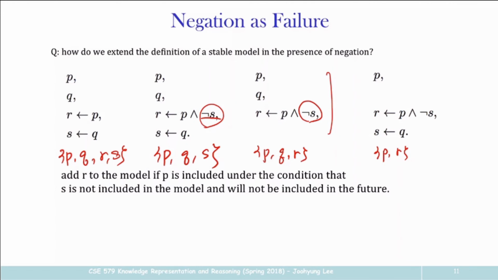If Q is not true, then do you have to derive S? The only way to derive S is when Q is true, but since Q is not derivable, S is also not derivable. If S is never derivable, what about not S? Is it true or false? True. Then what do you have to do with R? You have to include it, because this rule says R must be in the stable model if P is true and S is never derivable. And we just said that S is never derivable. There is no path to make S derivable. Are we together? Okay.